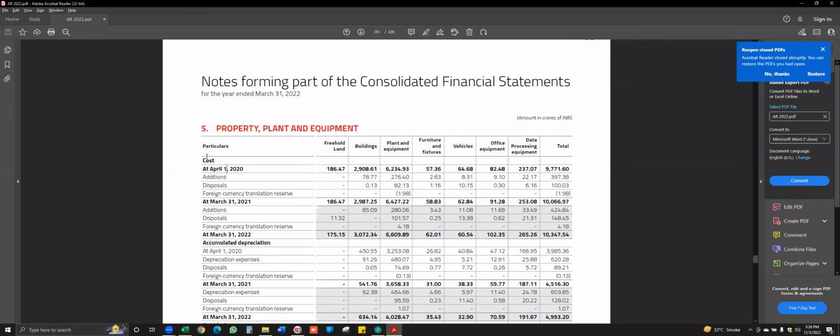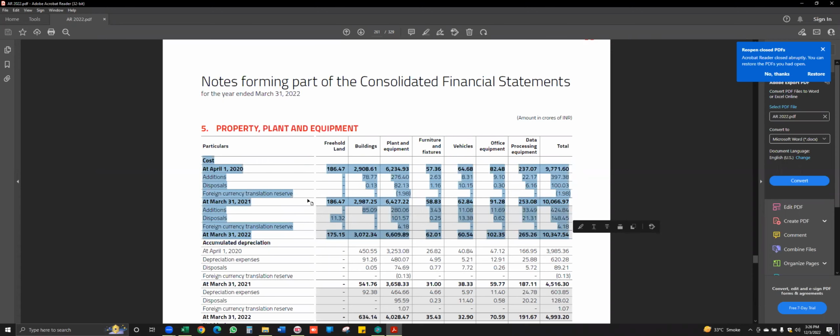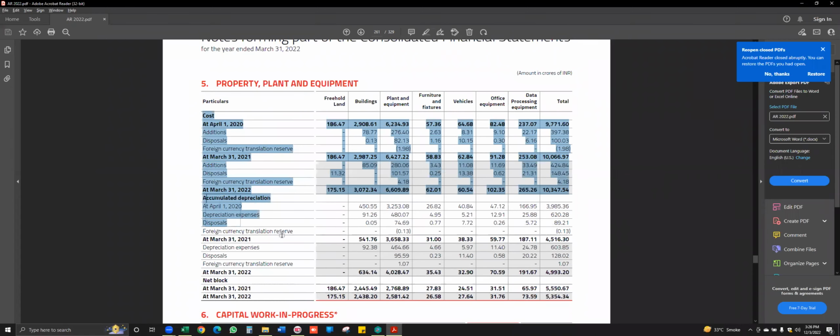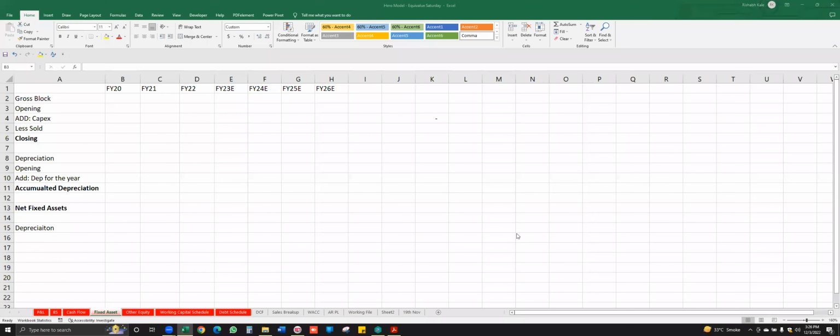And you see there's a cost over here; these are two schedules. There's a cost, and there is accumulated depreciation. And the same thing that we did here, we made the gross block, that is your cost model. It's the cost of the assets that you have purchased, and your depreciation, that is the accumulation. Then you come to net fixed assets. There was a reason I made this, and I told you to do this.